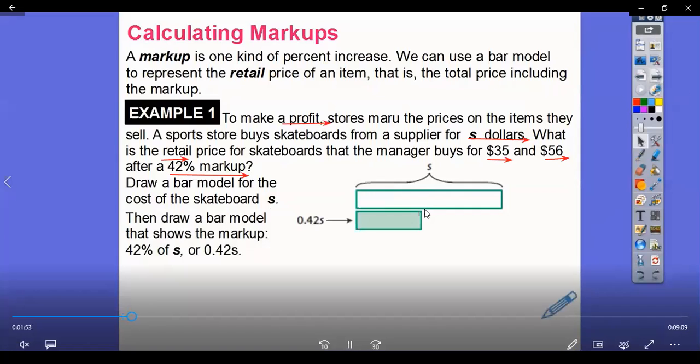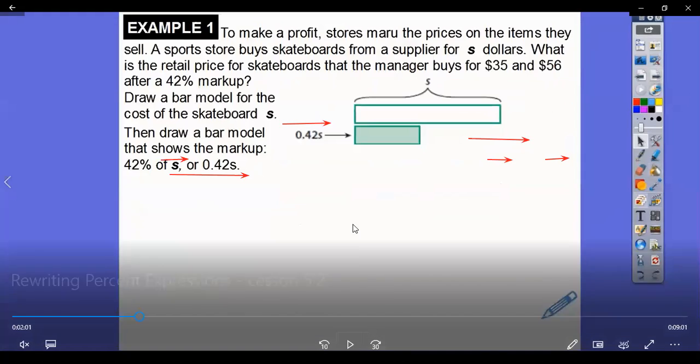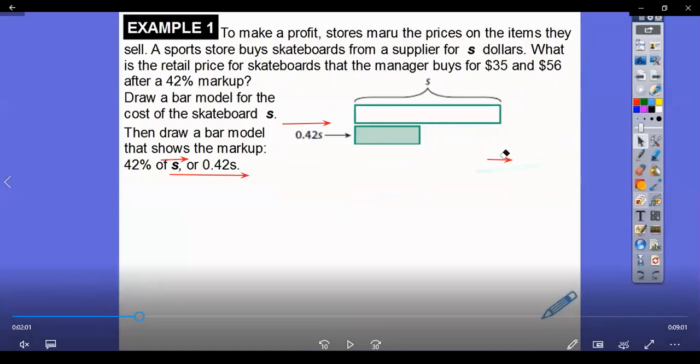So the bar represents 100%. 50% is the half, which means we are going to draw another bar, and this bar will be before 50%. Did you understand what I said? Yes. So this whole bar represents what, grade 7? The whole represents 100%.